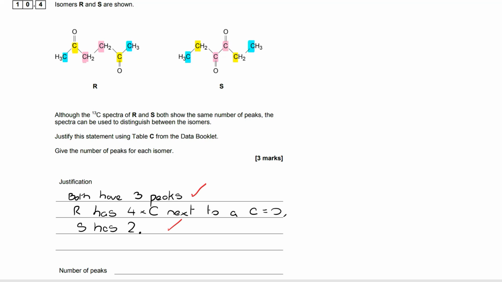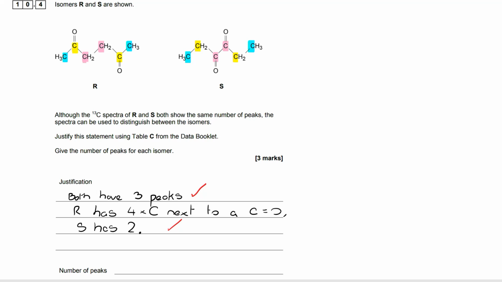If we take a look, we can see that both have got 3 peaks. So there's the first mark straight away. I've highlighted what the environments are. We can see the 2 yellow, the 2 pink, and the 2 blue.